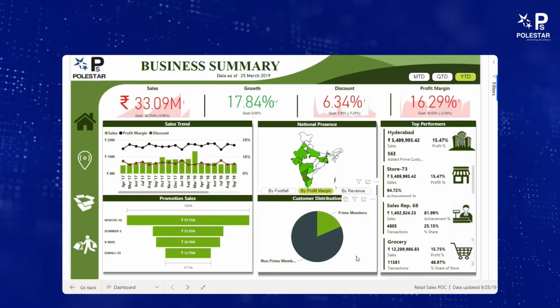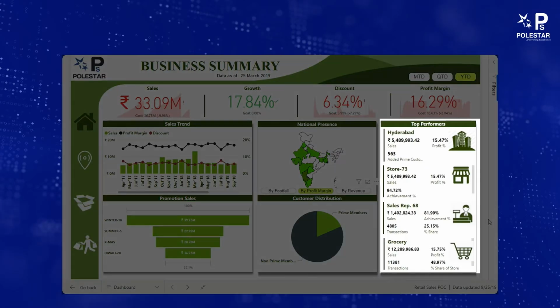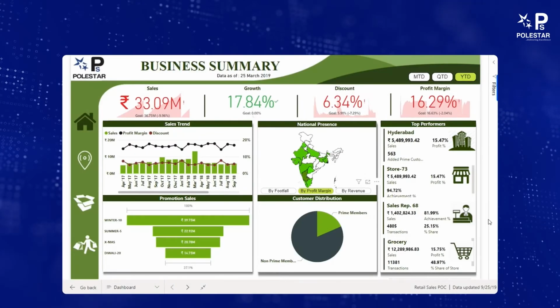I just want a quick report, who's doing the best work in my organization. So this right side of the dashboard gives me a quick glance into what are my top performers, which is the region where I sell the most, Hyderabad. Which is the store where I make the most sales, store number 73. Who is the sales representative who sells the most, sales rep number 68, and what is the product that I sell the most?